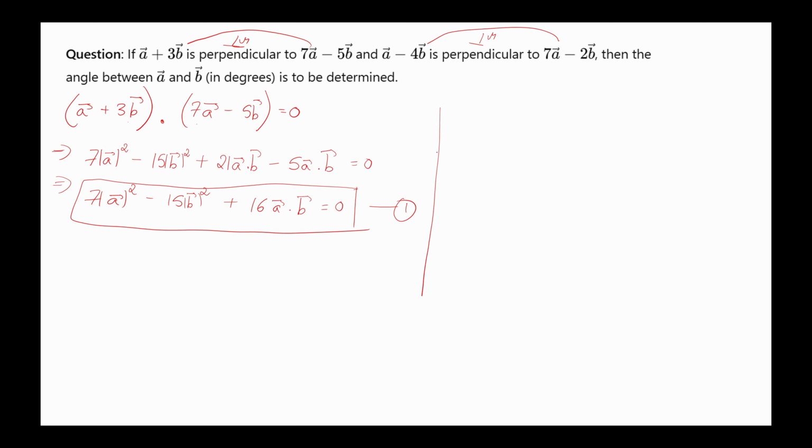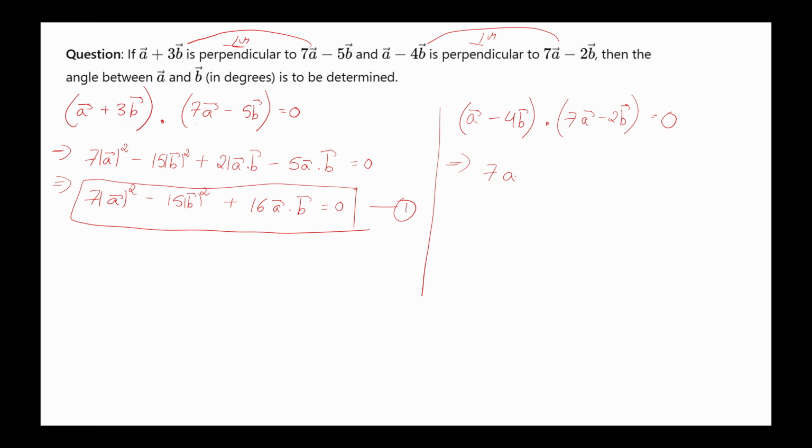Now let us find out the other equation based on the other value that they have given us. It is (a vector minus 4b vector) dot product with (7a vector minus 2b vector). This would also become 0. So let us write this down directly.